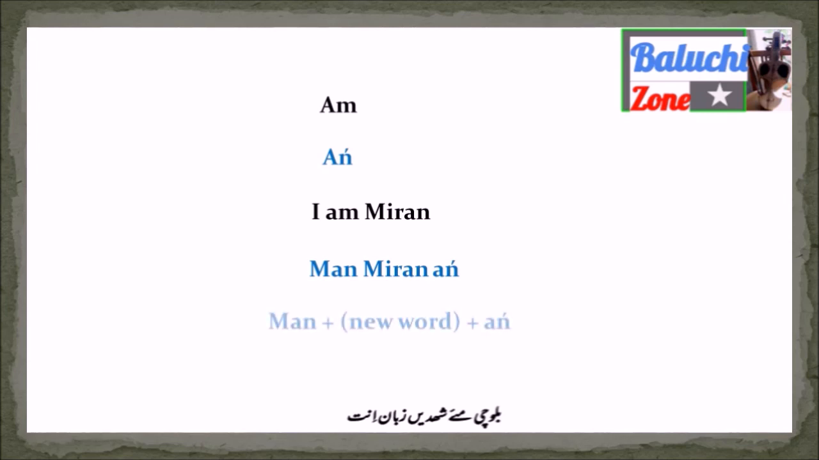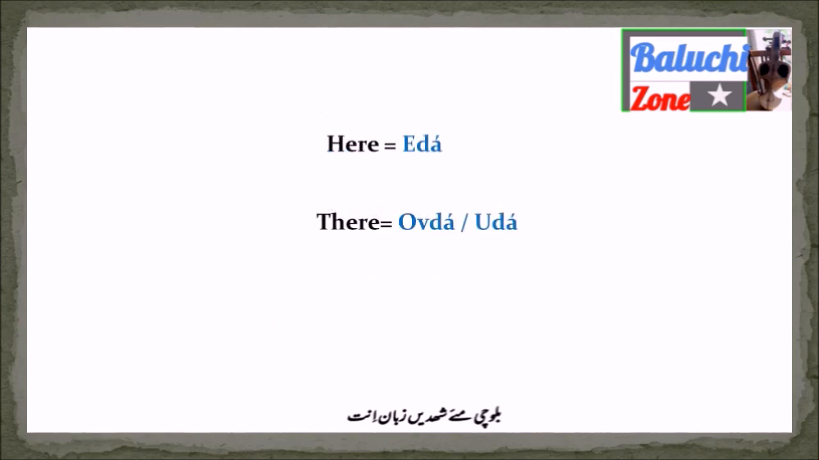So here is your Balochi formula for creating sentences beginning with I am. First you've got man plus your new word in Balochi, or it could be a name here, plus an. And that's it. You've got your mini sentence beginning with I am. Obviously, the more Balochi words you learn, the more sentences you're going to create with I am. Just remember the formula. So let's learn some new words.